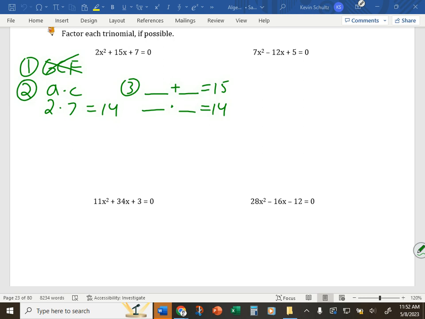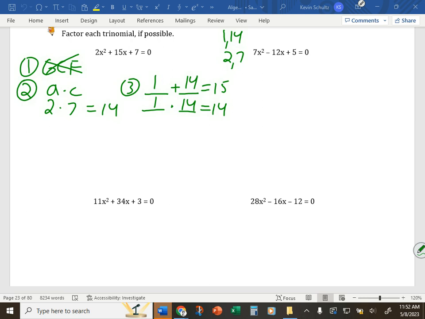Solve that number puzzle. Again, we're looking at that 14. There's only a certain number of options that work for the 14. 1 and 14, 2 and 7. Which one gives us 15? Let's see, 1 and 14. So 1 plus 14 is 15. 1 times 14 is 14. So that's what we're going to use.